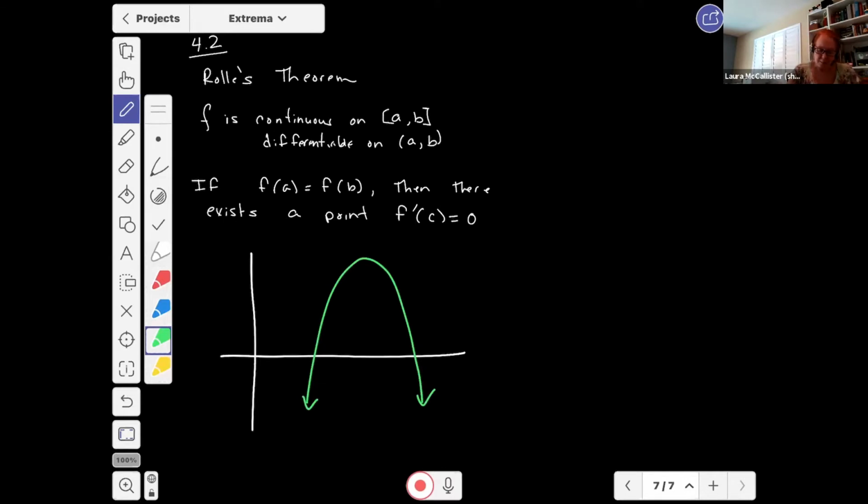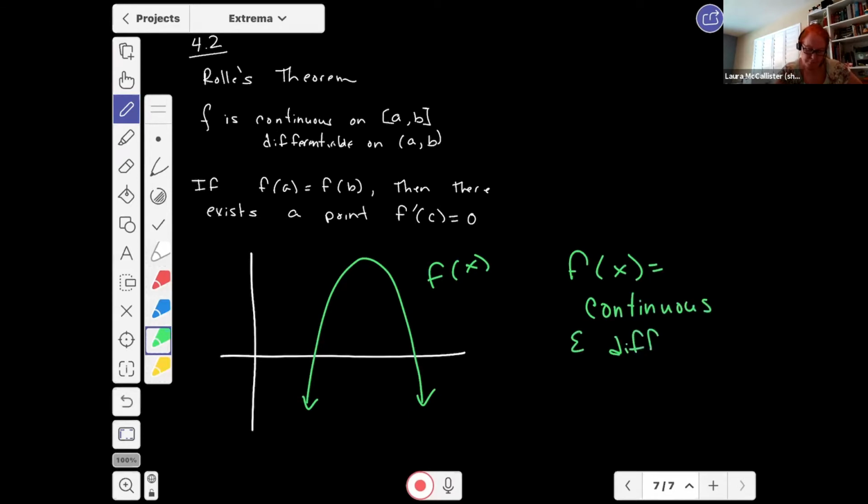All right, so let's unpack this. First, it's a polynomial, correct? So this is f of x. Whenever f of x is a polynomial, it's really, really nice. We know it is both continuous and it's differentiable. That has to be the first check.